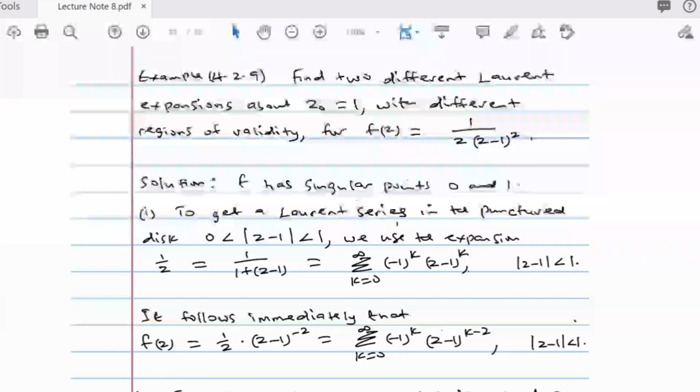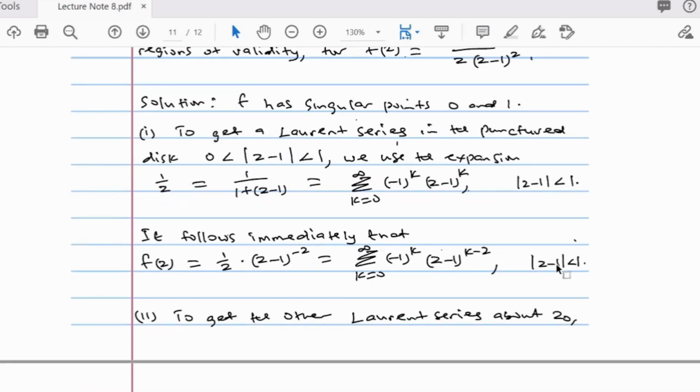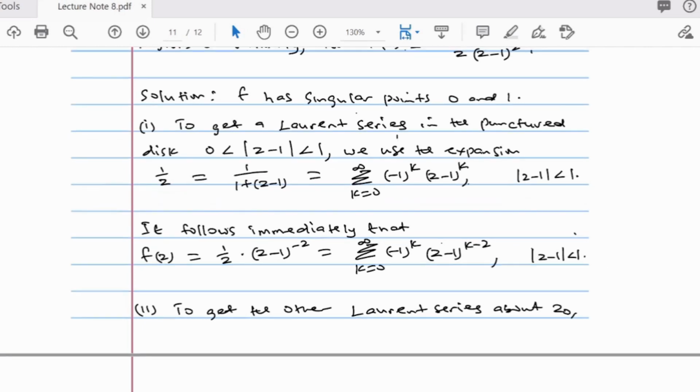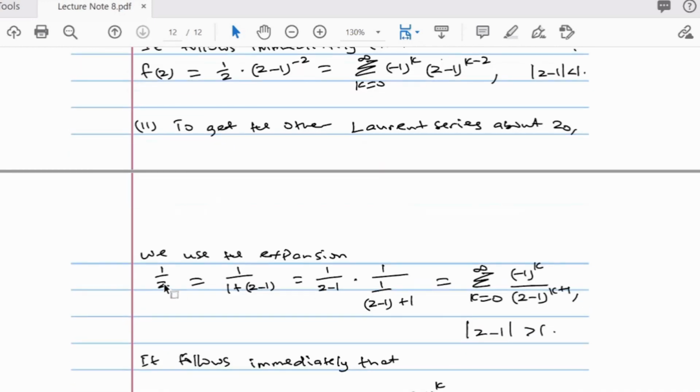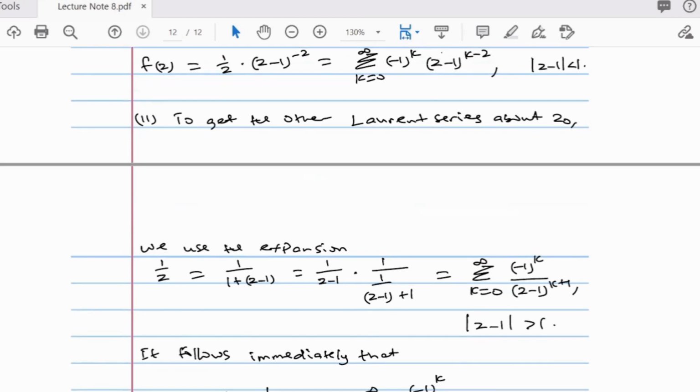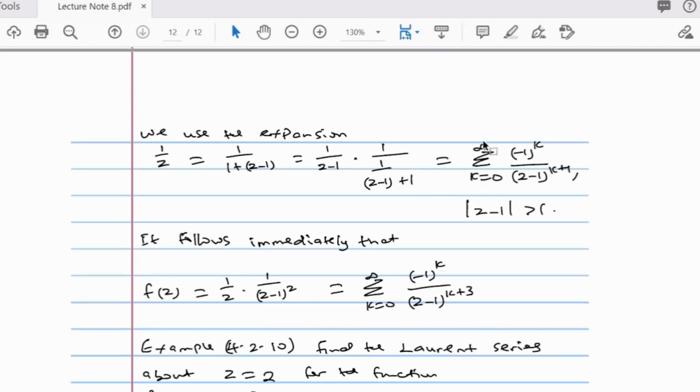So this is one way, and this is the radius of convergence of that Maclaurin and Laurent series. For the second one, you can write 1 over z in terms of this series. Then 1 over z is 1 over (z minus 2). So this is 1 over z, then multiply by (z minus 2).